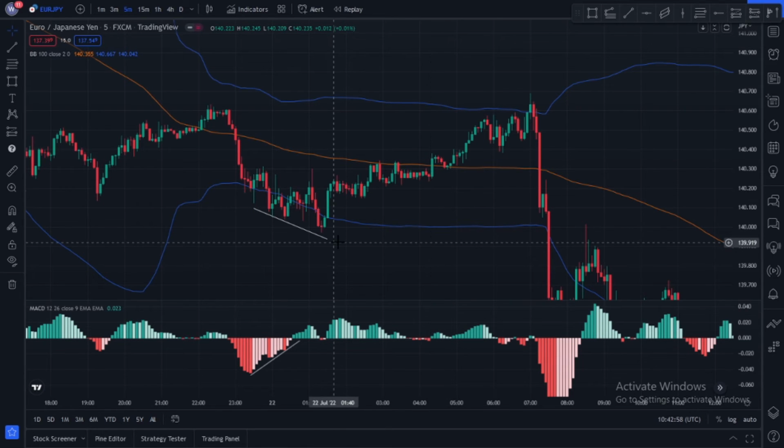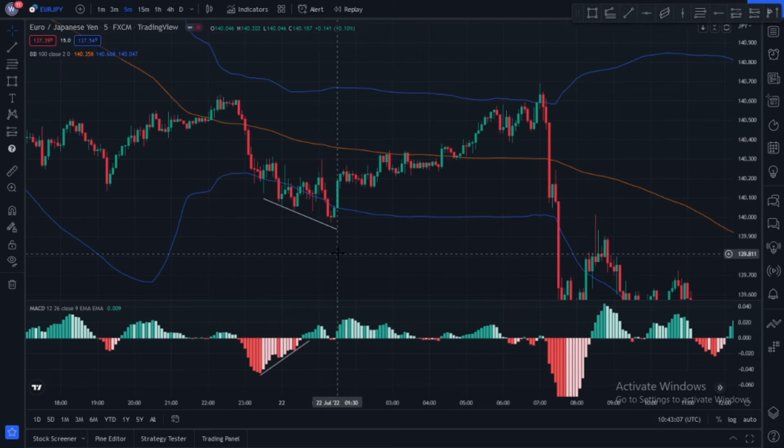But to make sure of this and get confirmation, we use divergence with the MACD indicator. Look at the situation in this area. The price moved down and made a lower low, but the MACD indicator moved up and made a higher low. This is a clear divergence and shows that the price will move up.